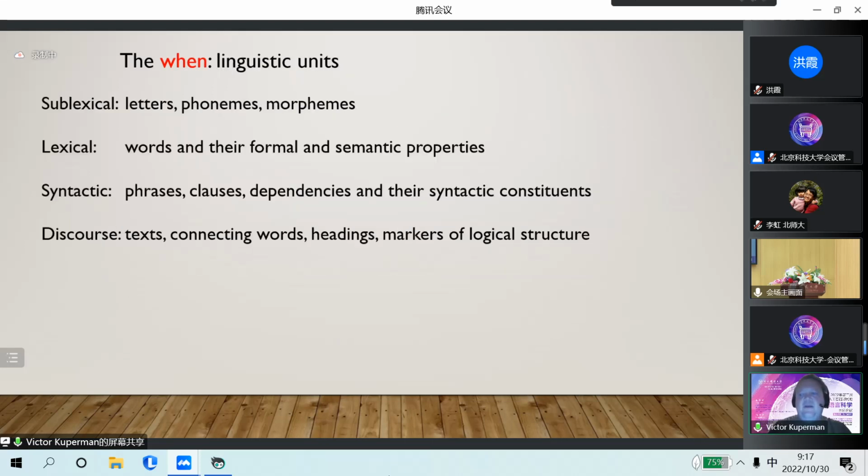In a similar way, we can run eye tracking studies not just on words, but on a sublexical level. We can look at differences in letters, phonemes, morphemes. We can look at lexical properties, formal or semantic properties of words. We can study syntactic structures, and we can study even the entire discourse. So longer texts and their role, for instance, of connecting words in these texts or headings or markers of logical structure. And we won't have the time to give examples of all these types of studies, but they're plentiful and very interesting.